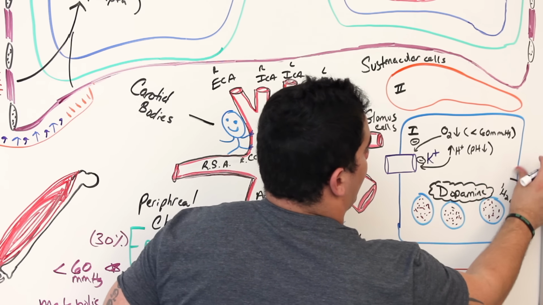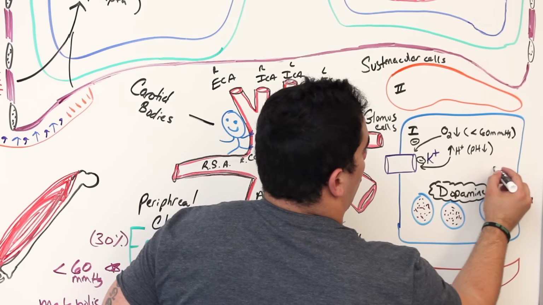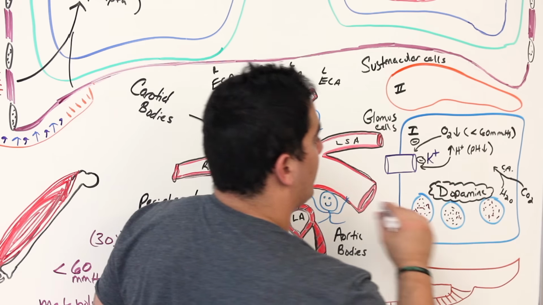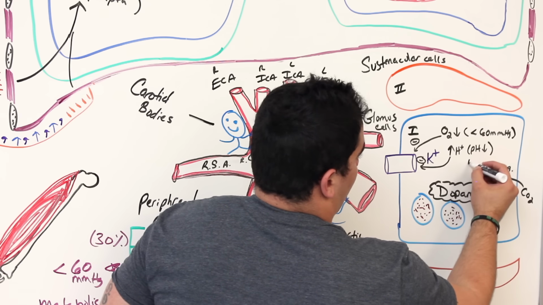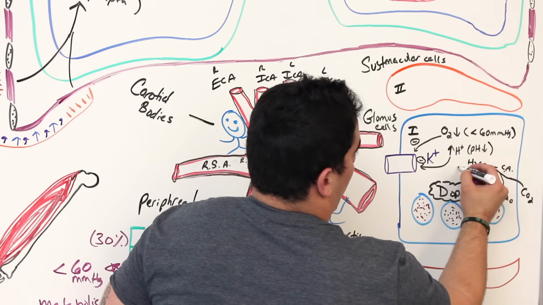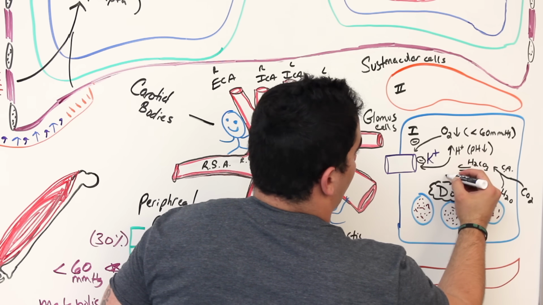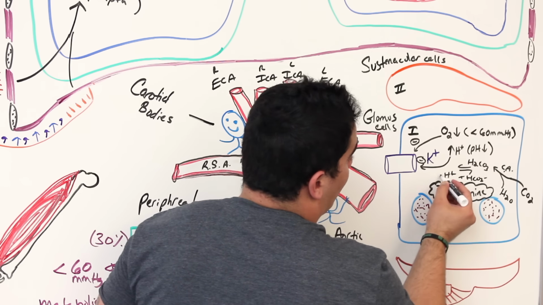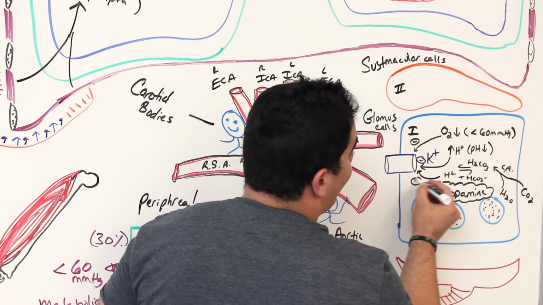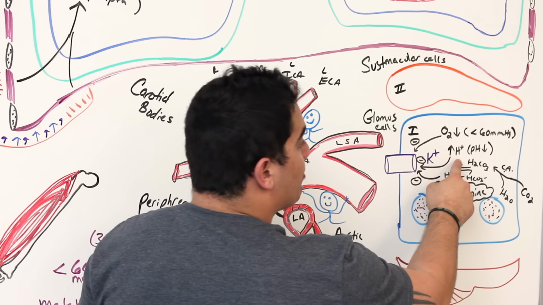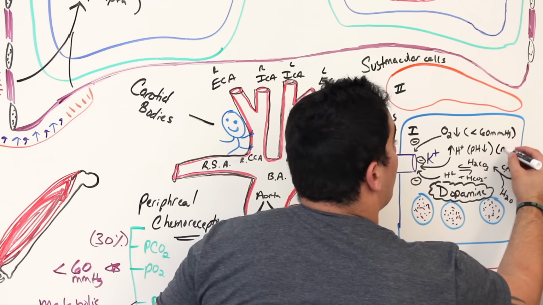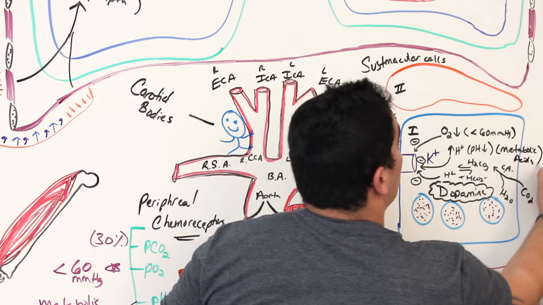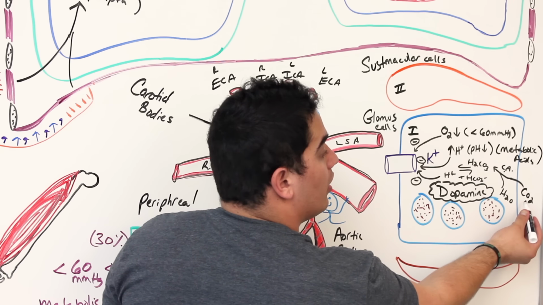CO2 and water will fuse together in the presence of an enzyme called carbonic anhydrase. That enzyme would have been over there with the central chemoreceptor area. It fuses them together and forms carbonic acid, and then carbonic acid dissociates into protons and bicarb. Those protons are inhibiting this potassium channel. So these protons here are coming from metabolic acids. But these protons here are coming from the CO2, right?